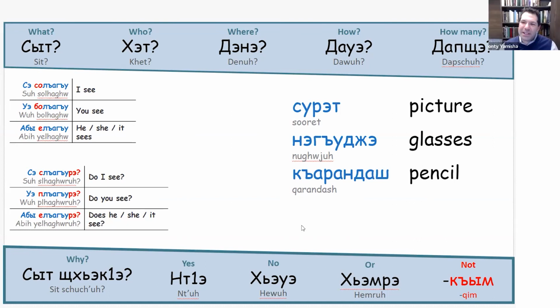Karandash. It's a loan word. But in Russian, it's karandash. In Circassian, karandash. Yeah, exactly. I think stress is at the same place. Karandash in Russian, yeah. So Karen, that witch spelled with a B, she's making a mad dash for my pencil.